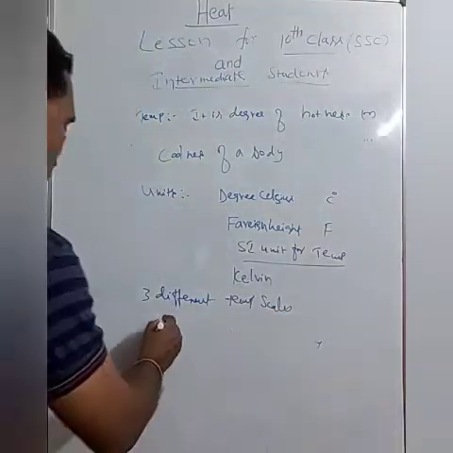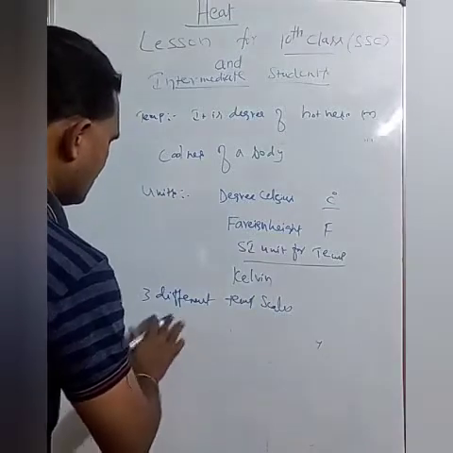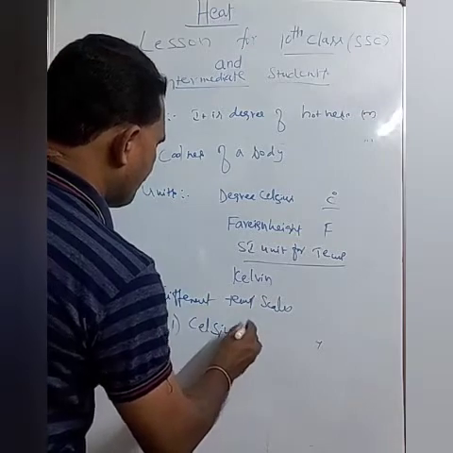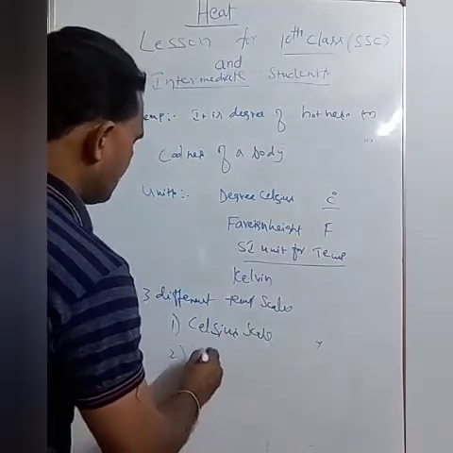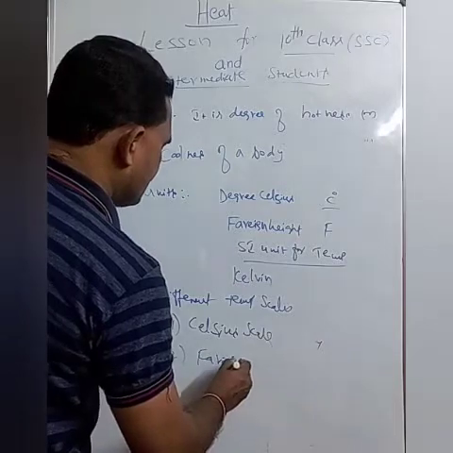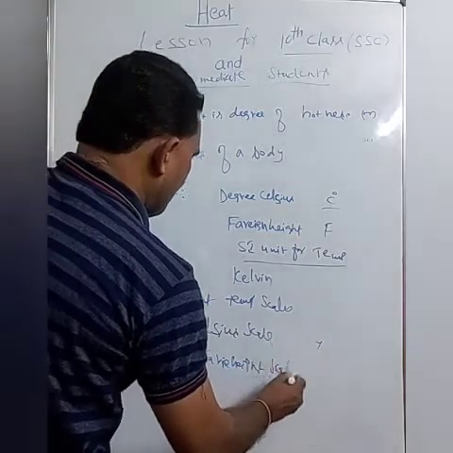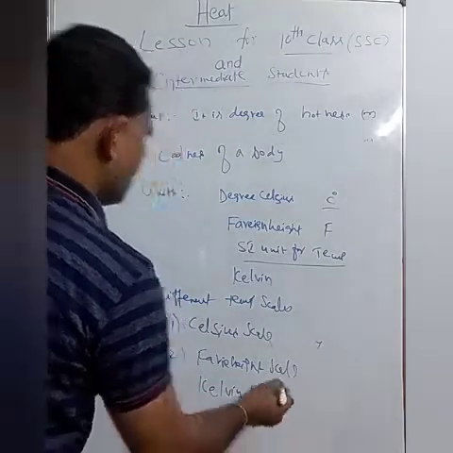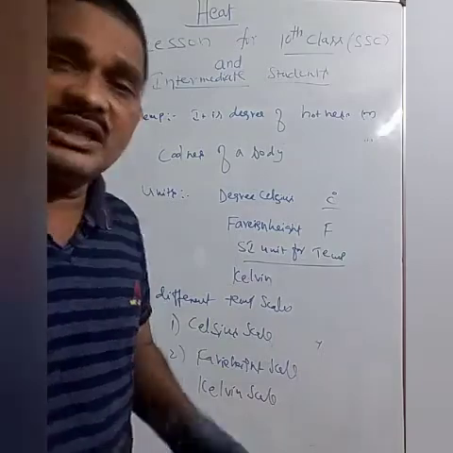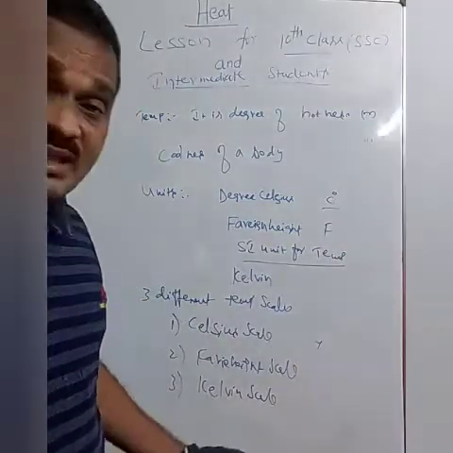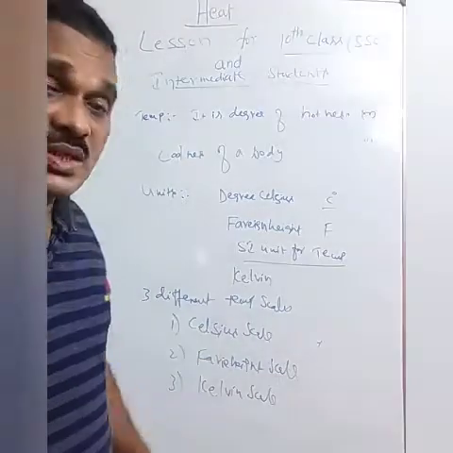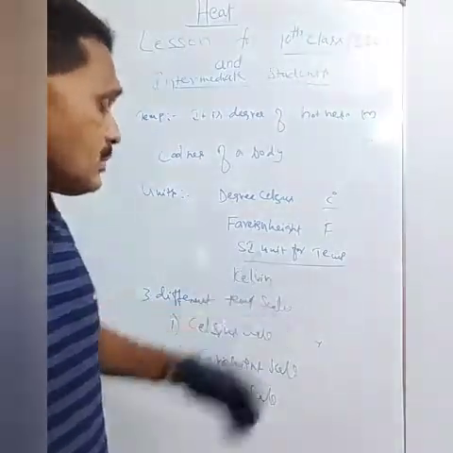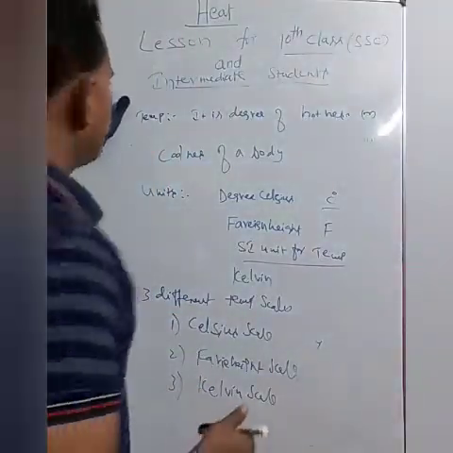First one is the Celsius scale. Second one is the Fahrenheit scale. Third one is the Kelvin scale. There are so many scales, but generally, for the basics, we need to discuss these three scales. What is the Celsius scale? What is the Fahrenheit scale? And what is the Kelvin scale? In the first scale, we discuss.